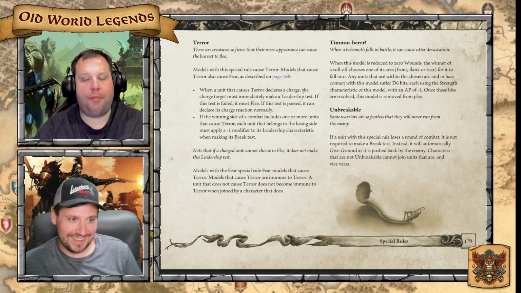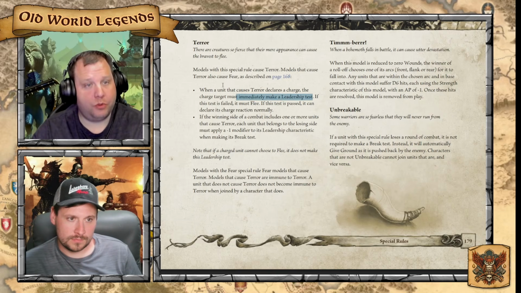And this trips everybody up. They think they need to resolve the charge reactions first and so forth and so on. This is one of the exceptions in the book where it says immediately. There are others for other rules where it says immediately.